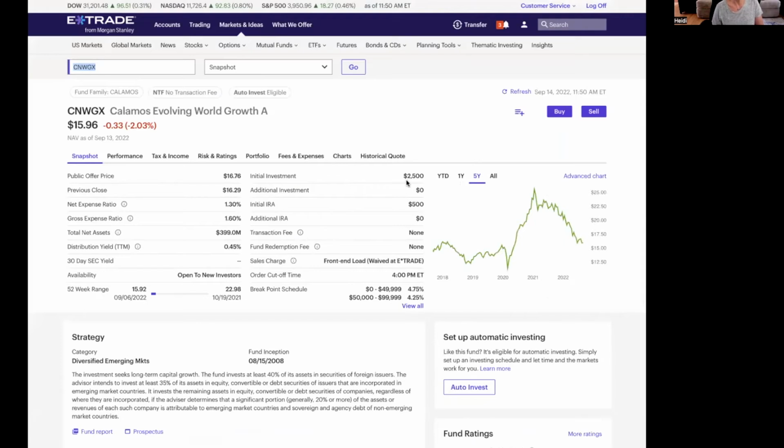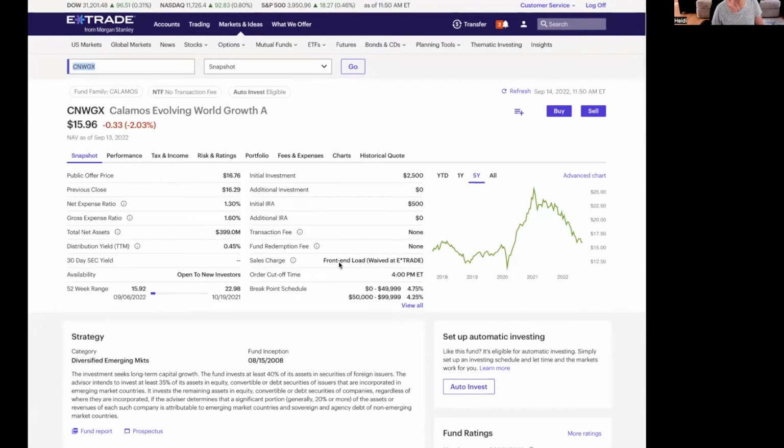We see that the initial investment to go into this company is $2,500, and it's $500 if it's for an IRA account. We see that there's no transaction fee. This is the load, no load. And you see down here, it says there's a front end load, which is waived because this is for E-Trade. A lot of times these fees are $50. So just to get in, you're paying them $50 plus the amount that you're investing.